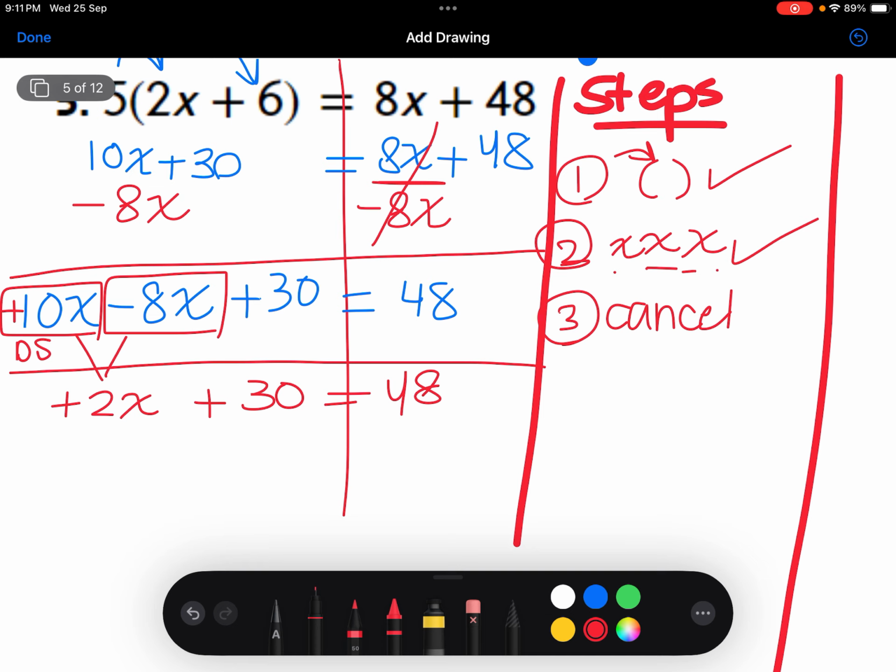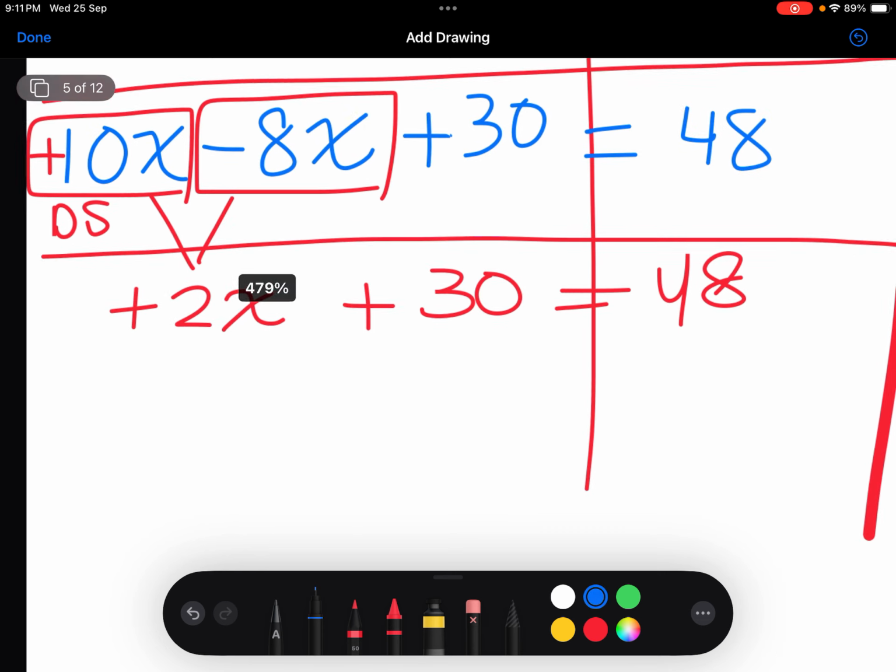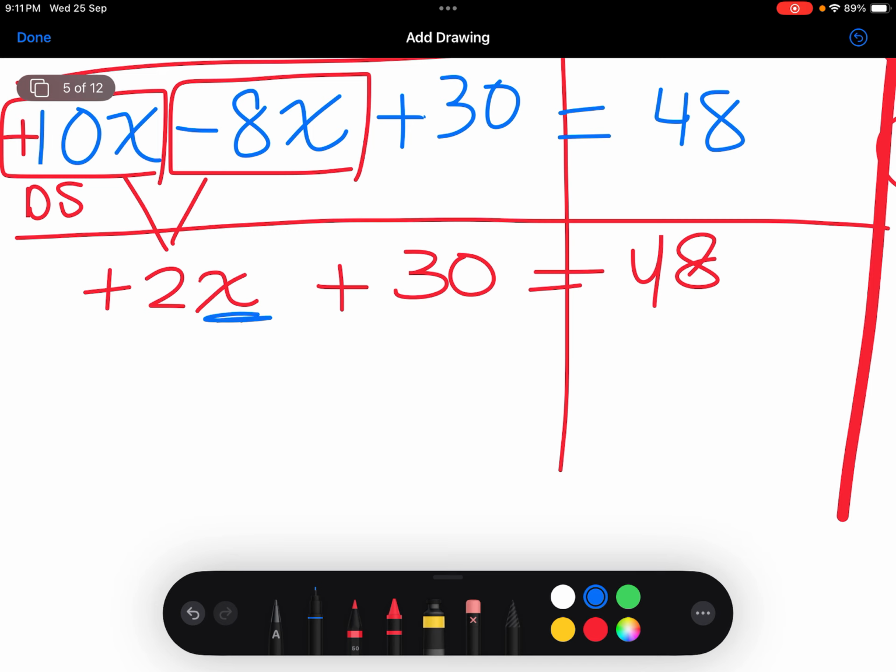Since I have one variable x, and the rest are numbers, I can move to the last step, which is cancelling out the terms around x. So I have x here, I need to isolate it. What should I cancel first, the 30 or the 2? The 30, because it's far away from x. So minus 30 on both sides.